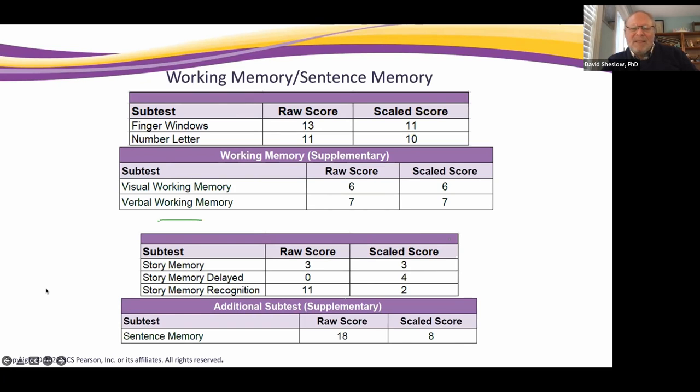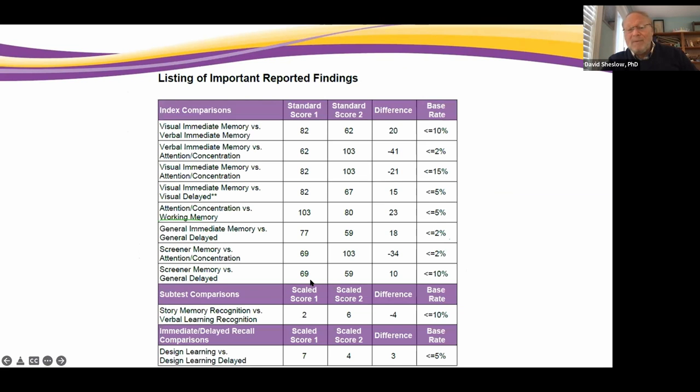The last supplementary subtest that I wanted to mention, again, was sentence memory. Again, a pretty respectable score. But when you're looking at a small amount of information to be recalled compared to a large amount of information to be recalled, like story memory, we're seeing a significant change in performance. And again, over time, you're seeing the same pattern that Pat has demonstrated, and that is very limited savings of memory over time. You know, a story memory delayed, raw score of zero.